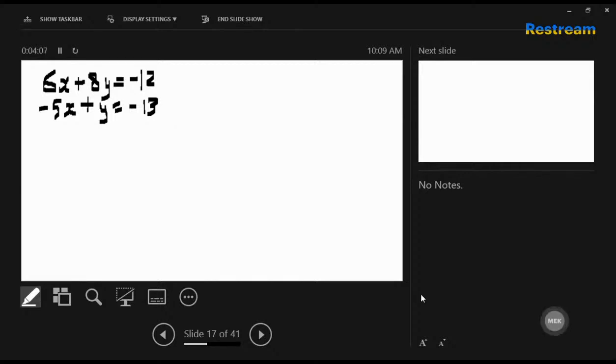We're having a live algebra class, and this morning we're going to be looking at solving simultaneous equations, and the method that we're using is the method of elimination.